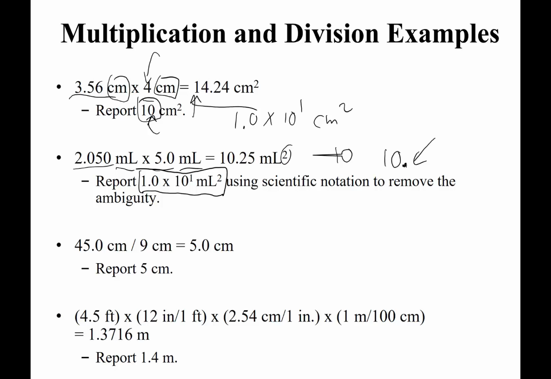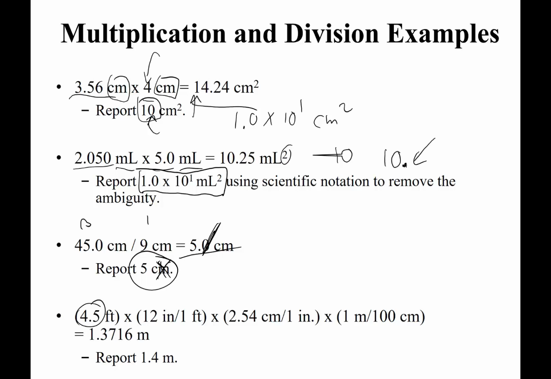Two more examples for that. Again, we have 3 significant figures and 1, so your answer cannot be 5.0. Your answer is just 5 centimeters. And so centimeter divided by centimeter, that should go away. Now the only measurement here is 4.5. Everything else is a conversion factor. So we're going to report the result with two significant figures.